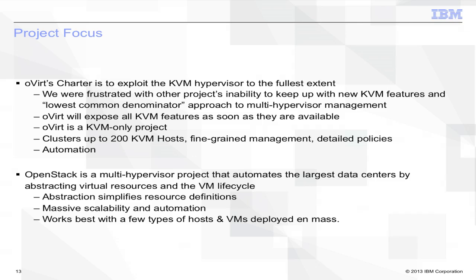So that contrasts with OpenStack, which is a multi-hypervisor environment, and it uses abstraction so that it really doesn't want to know too much about the hypervisor, and it uses that abstraction of the virtual resources and the hypervisor to achieve massive scalability. Now, oVirt is not that scalable, and because of the detail that it knows about and will continue to know about, it's difficult for oVirt to achieve the level of scalability that OpenStack does. OpenStack works best with a few types of hosts and VMs deployed on a massive scale.